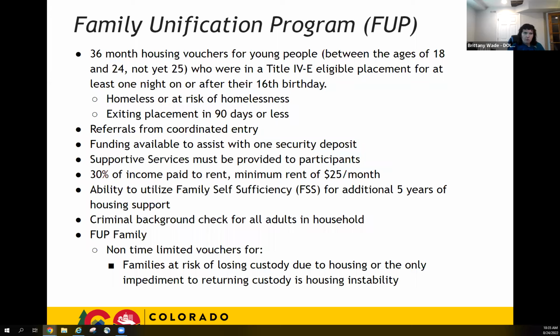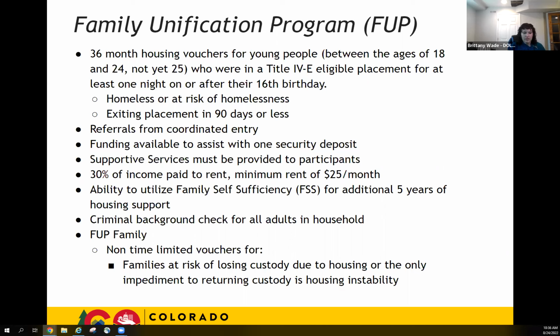There is not a literal homelessness requirement for these vouchers, but they just need to be homeless or at risk of homelessness. And then they can get themselves onto the list if they're going to be exiting their placement within 90 days. So referrals for the FUP youth program come from coordinated entry. There is funding for the FUP youth program to assist with a one-time security deposit. And then it is a requirement of this program that supportive services must be provided to participants for at least 18 months of their time in the program.